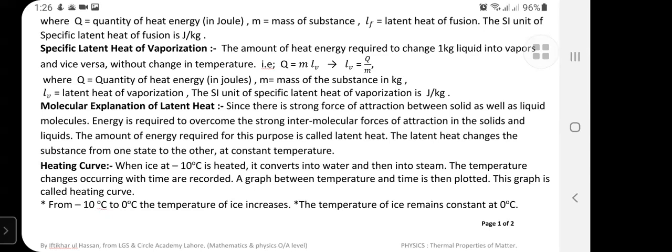Okay, now we are going to discuss the heating curve. So remember this, what is a heating curve?